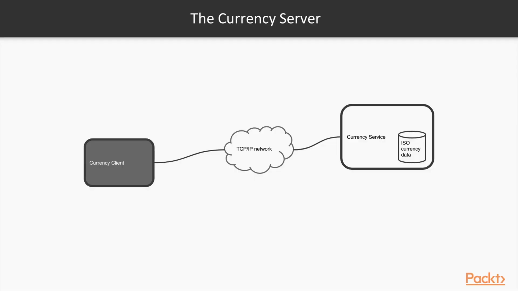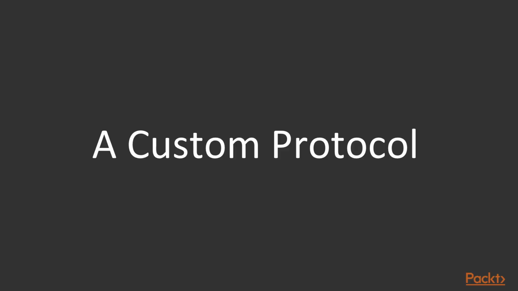The server introduced in this video implements a simple currency lookup service that can work over TCP or even Unix data sockets using the techniques covered in the previous section. The program loads ISO 4217 currency information and allows clients to query the data using a simple text-based application protocol. And now let's take a look at the protocol.